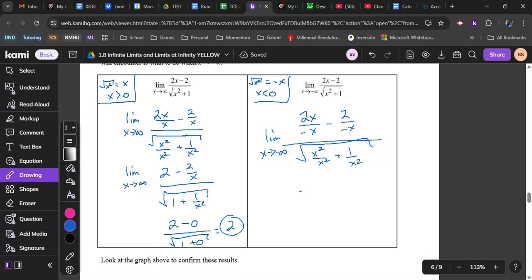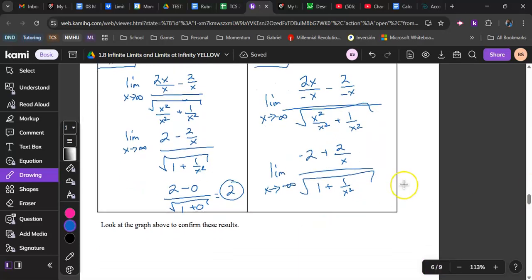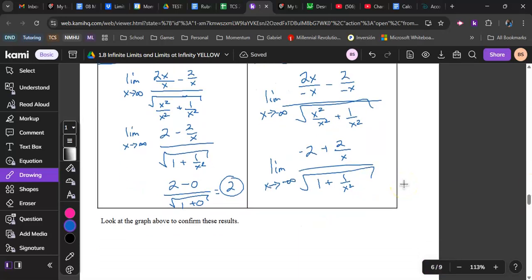Then I can simplify this. This is going to be negative 2 plus 2 over x, all over 1 plus 1 over x squared, and that's still the limit as x is approaching negative infinity. Now that we plug it in, it's going to be negative 2 plus 0 over the square root of 1 plus 0, which is now negative 2. And so we can see that, yes, algebraically we proved it went to the other asymptote when we went to the left. Confirm our results, we just did.